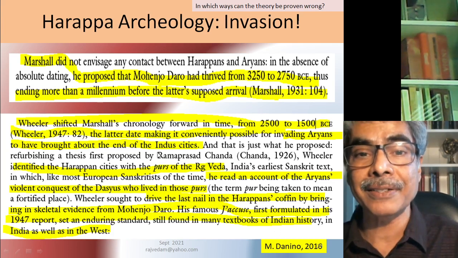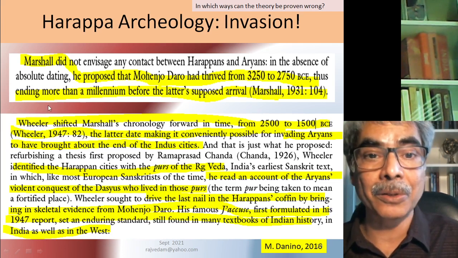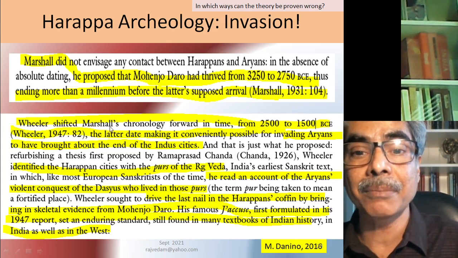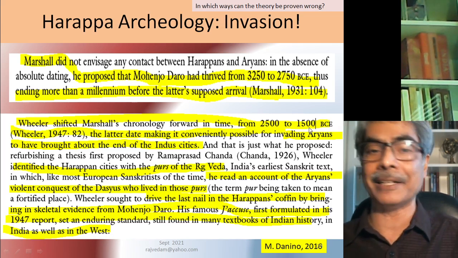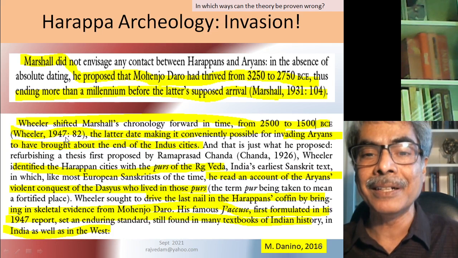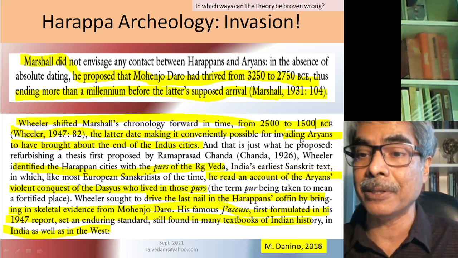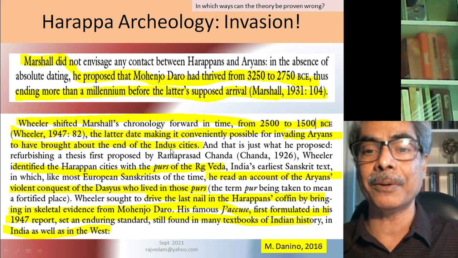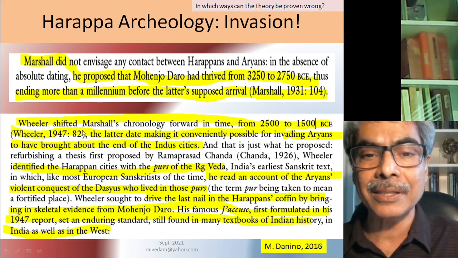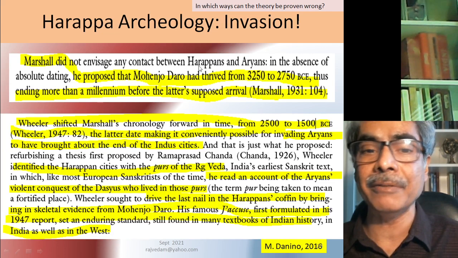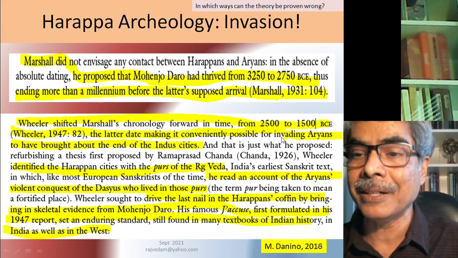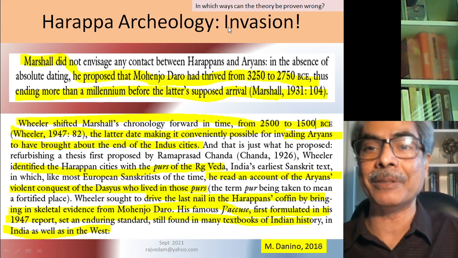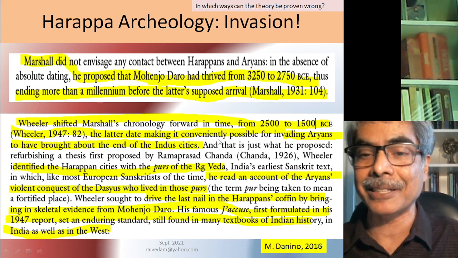Danino further says that a second colonial archaeologist, Mortimer Wheeler, is the one who shifted Marshall's chronology forward in time from 2500 BCE to 1500 BCE in 1947, so that it makes it conveniently possible for invading Aryans to have brought about the end of the Indus cities. So this is how a manufacturing of the invasion was done, by bringing this chronology forward in time so that the linguistic theory can match with the archaeological findings. This is what has been done.